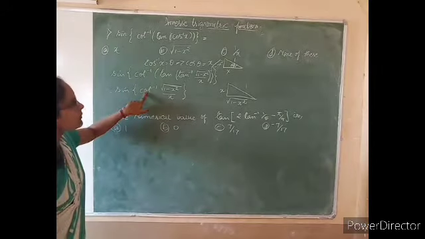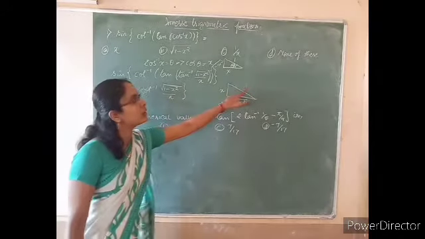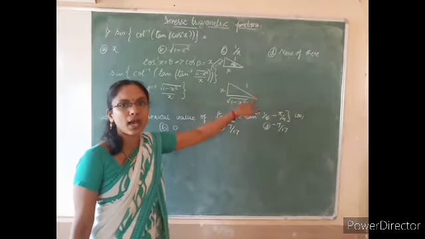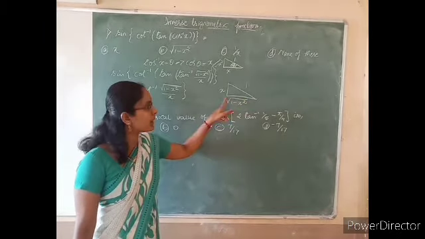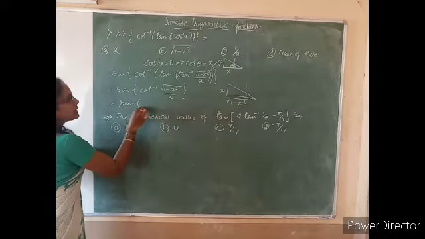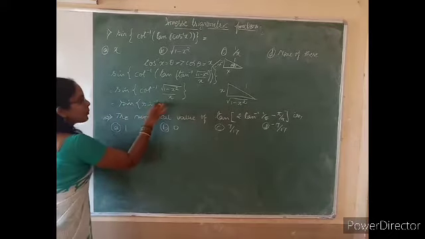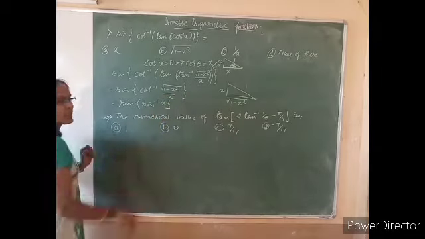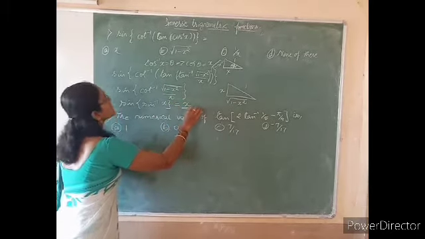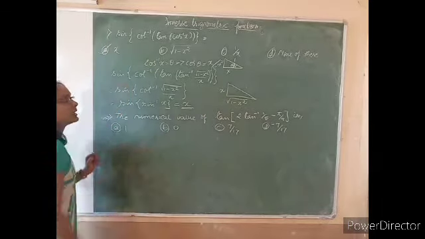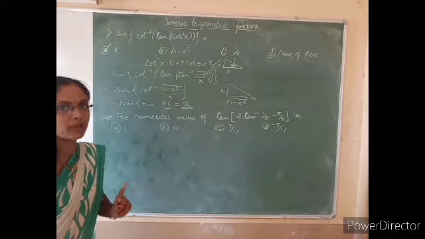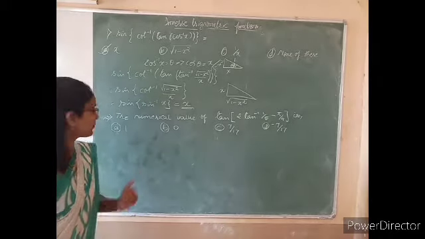Therefore, sine inverse of opposite by hypotenuse will be x here. Therefore, this is sine of sine inverse of opposite by hypotenuse, that is x. Therefore, sine of sine inverse of x is equal to x itself. So that is option A here. By using the definition of inverse trigonometric function, we can find the value.